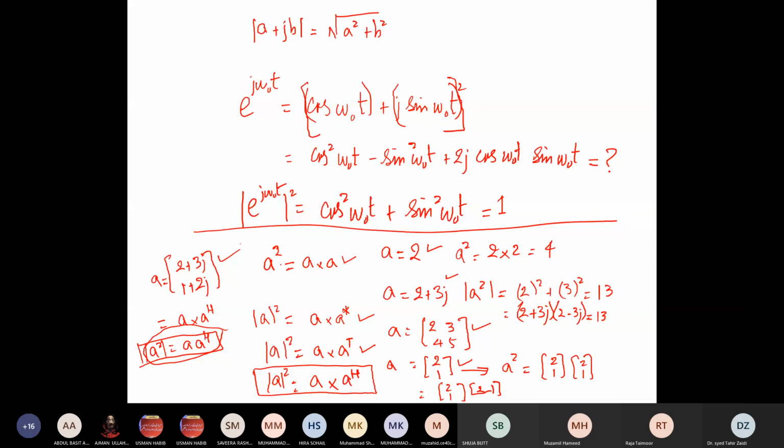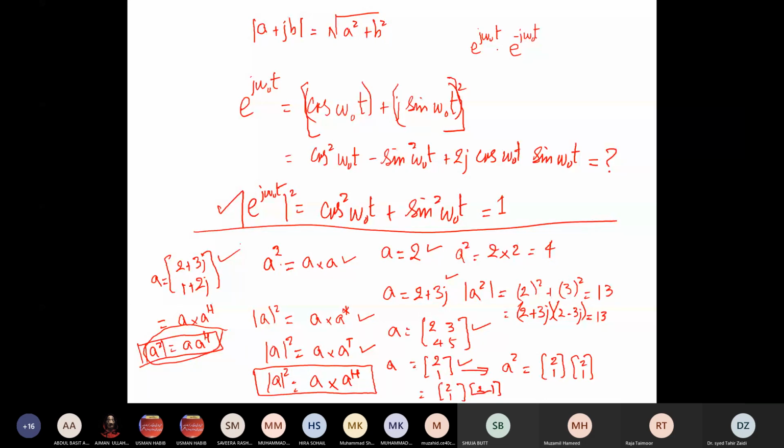Okay, so that was one way of looking at this part. If we need to find this out, it will be just real part square plus imaginary part square, or in other words, let me just write it this way. e raised to the power of j omega naught t, that would be the number a, multiplied by what will be the conjugate part? e raised to the power of minus j omega naught t. Remember, conjugate is just wherever you see j, replace it with minus j.